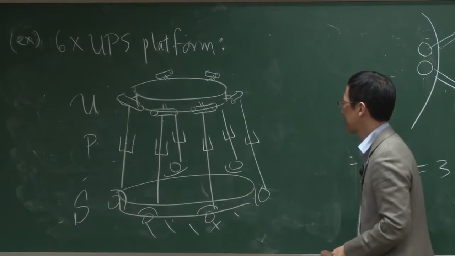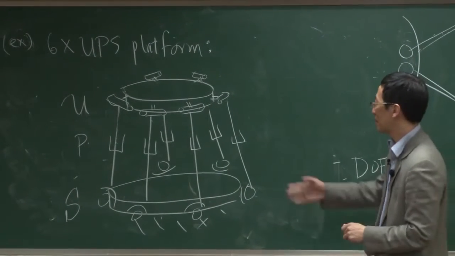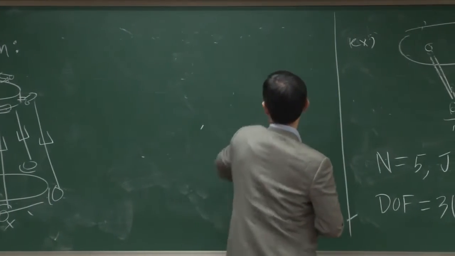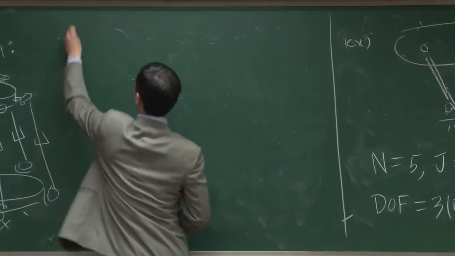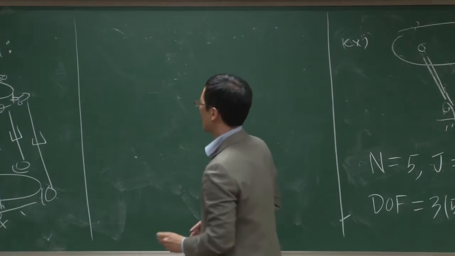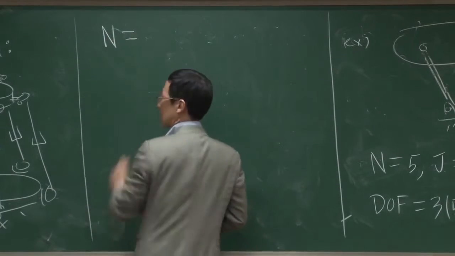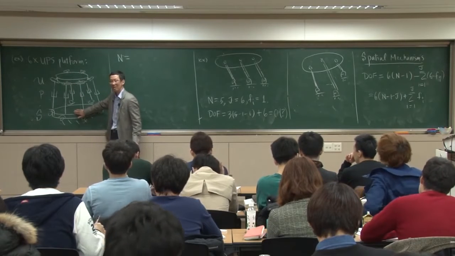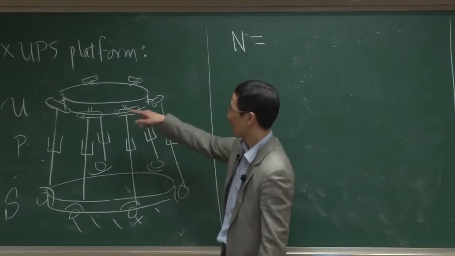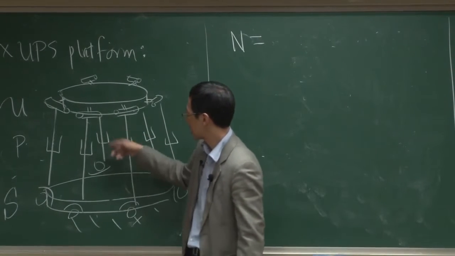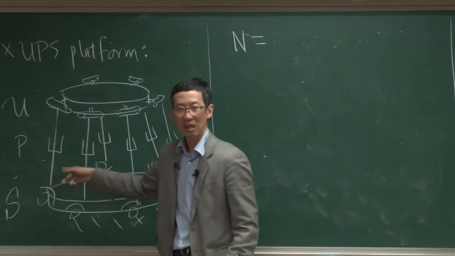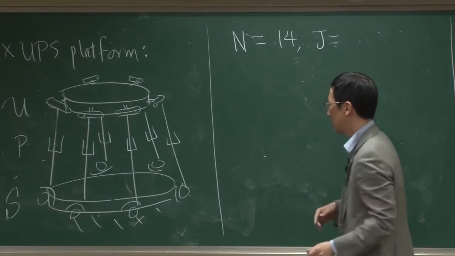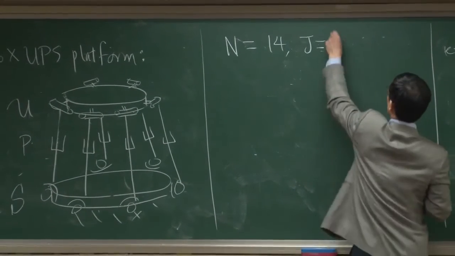All right, so now let's calculate the degrees of freedom of this mechanism. Let's calculate the number of links first. Number of links. 1, 2, this is ground. And then we have 6 legs, 3, 4, 5, 6, 7, 8, 9, 10, 11, 12, 13, 14. 14 links. Number of joints, 6 plus 6 plus 6, 18.